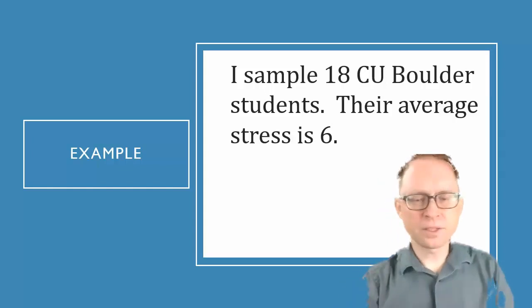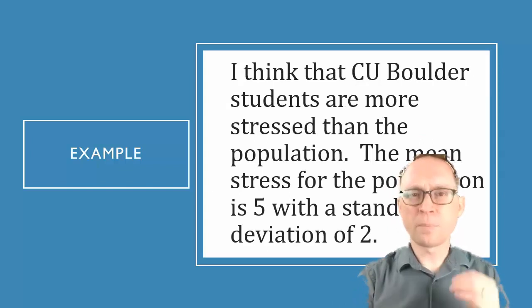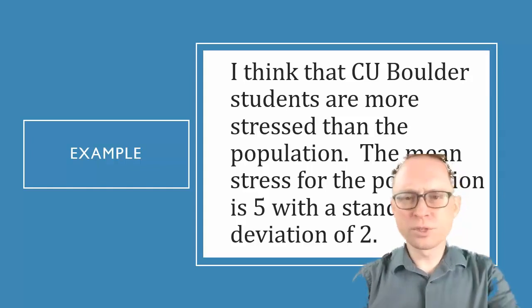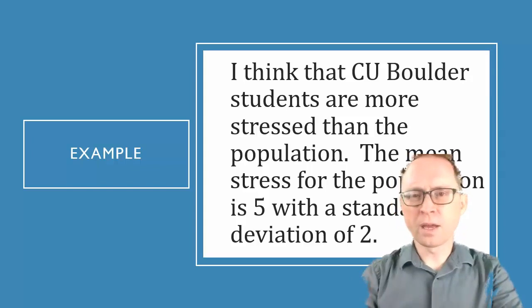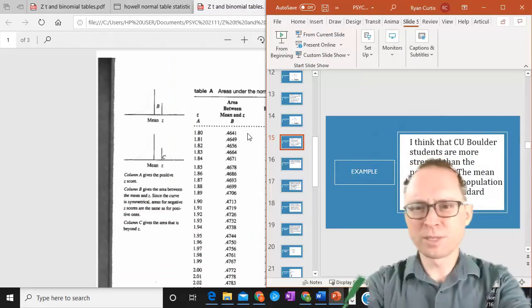All right, to calculate the Z statistic, we need to know several things. We need to know the population's mean and the population standard deviation. So the population's mean is 5 with a standard deviation of 2. So what I'm going to do is open up a spreadsheet that I have which shows these things.